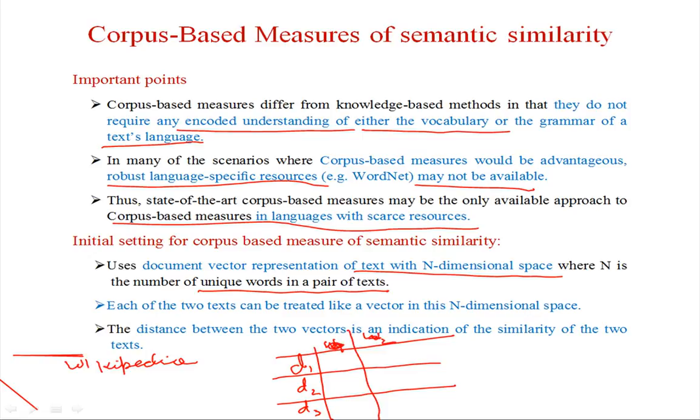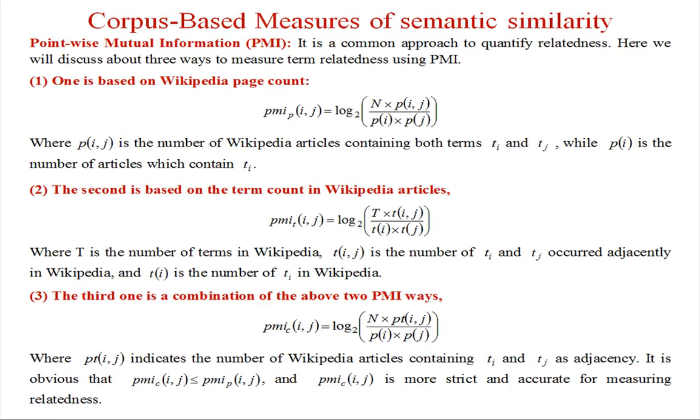Here we will store the words W11 and their occurrence frequency, W12, their occurrence frequency, and so on. So first we will convert the entire Wikipedia documents into this form, and after that we will apply the corpus-based measure of semantic similarity. So first is the point-wise mutual information, PMI.